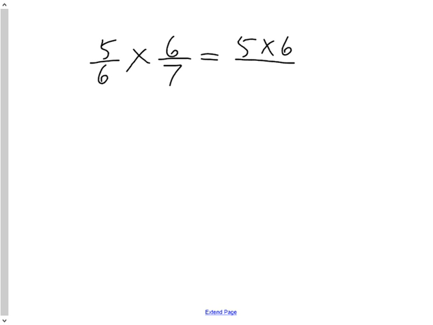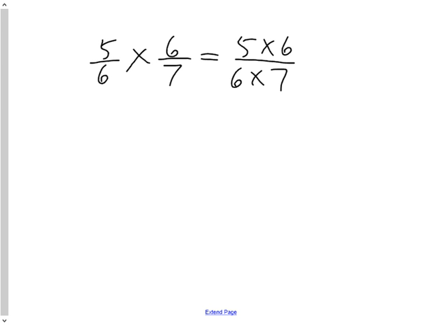Okay, I had a request for a tutorial on cross reduction again. So let's just start with something like 5 over 6 multiplied by 6 over 7. If this was a question that we had, what we would normally do in terms of our procedure is multiply our numerators and multiply our denominators. That's what we would get.